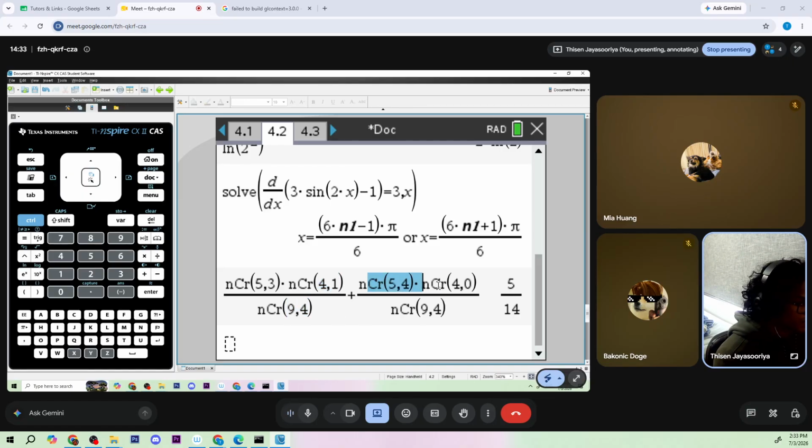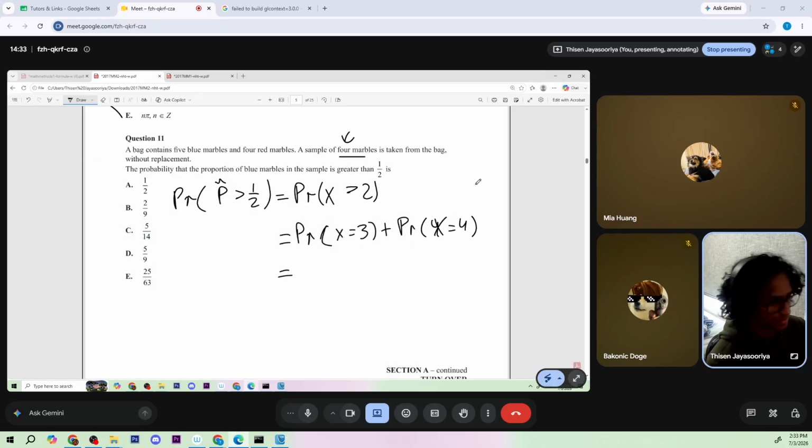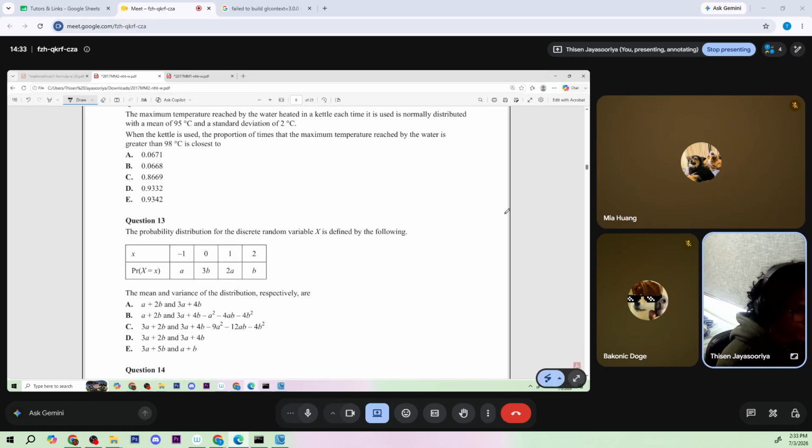Yeah, I'm doing the same thing over here. So this is the probability that x equals 3. This is the probability that x equals 4. If I do this addition, I'll get 5 over 14. So here, 5 over 14, answer option C.